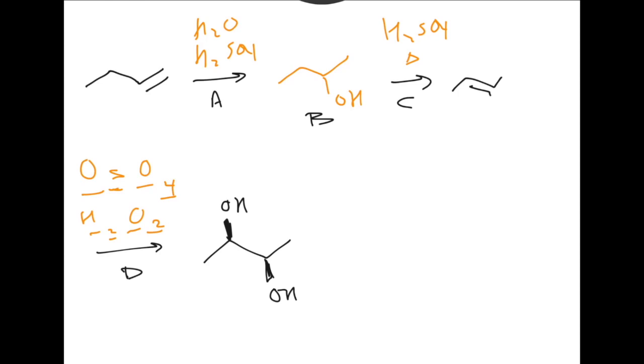A halogen. So what if we had, instead of an OH, what if we had a halogen here, a bromine or a chlorine? Right, then we could use a base, and that would make our double bond. How would I turn my alkene into that halogen?